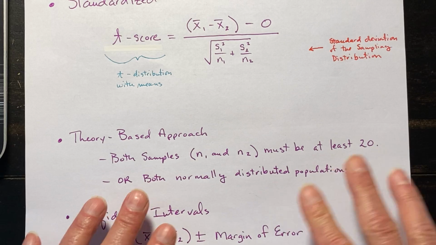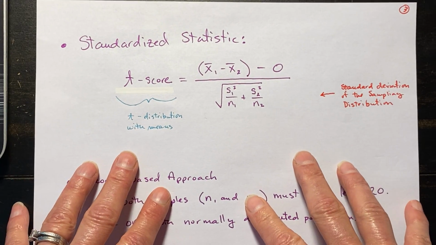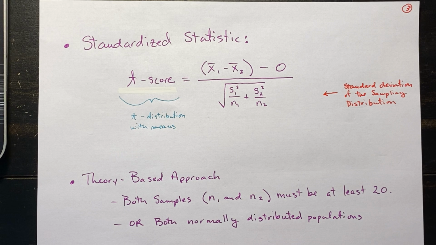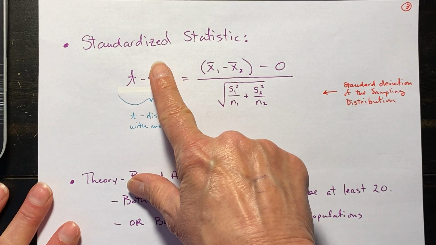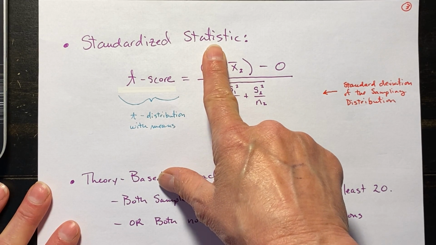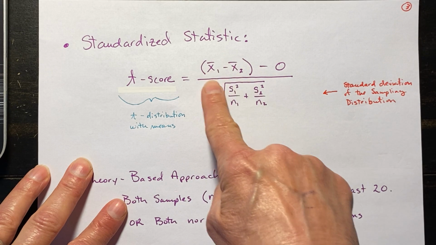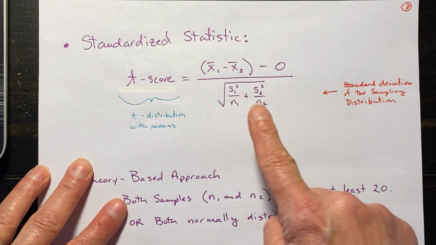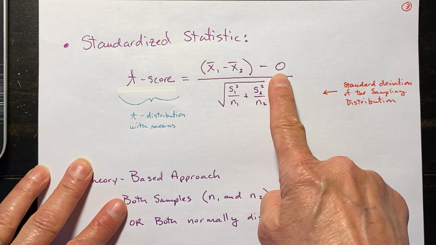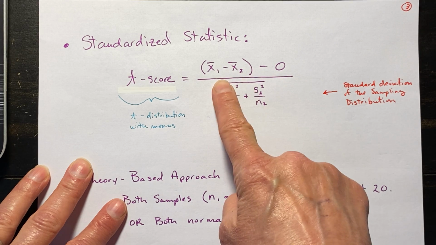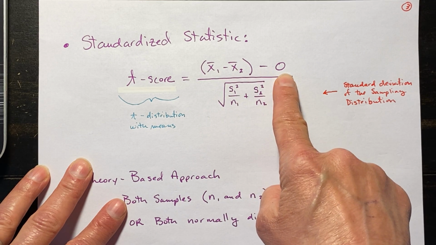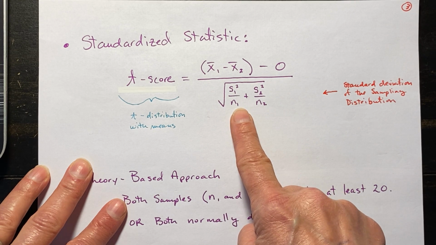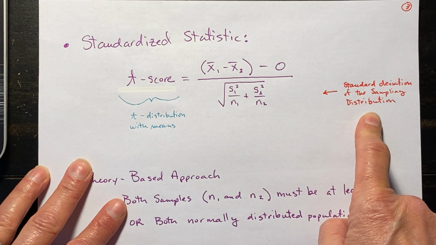So when we do our hypothesis testing and we want to find out if the difference we're observing is significant, the other thing we can calculate is the standardized statistic. Remember, that's looking at where our observed difference falls in that null distribution we were just talking about, which is centered at 0. So where does our observed difference fall compared to 0? Then you divide it by the standard deviation of the sampling distribution.